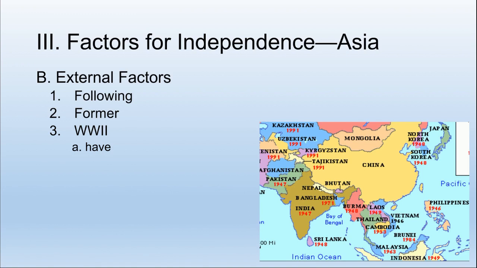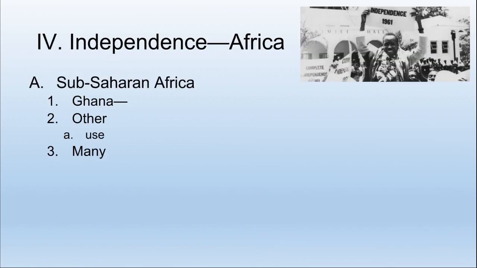And then we know also that World War II is going to weaken the European powers again, so it's going to be difficult for them to come back and recolonize, as they have few resources to attempt to recolonize these Asian colonies. All right, so that leads us to actual independence.